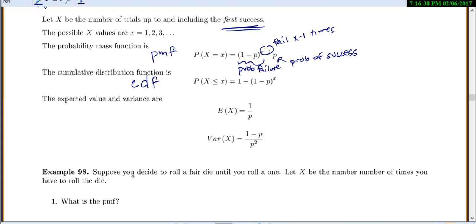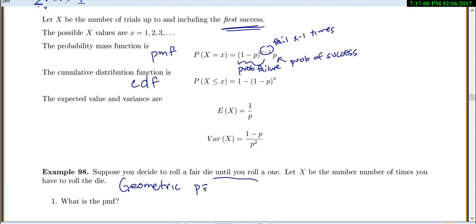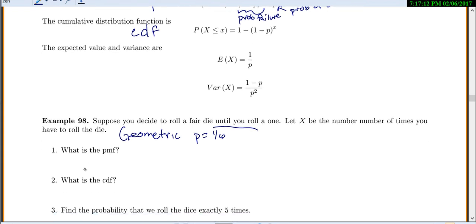Let's try it out. So suppose you decide to roll a fair die until you roll a 1. That kind of until you roll a 1 is telling you it's going to be geometric. You want your first success. Let X be the number of times you have to roll the die. So this would be geometric. And p is going to be what? What's the probability of getting a 1? Probability would be 1/6, right? They didn't say 6-sided die, but if they don't say otherwise, it's always a 6-sided die.